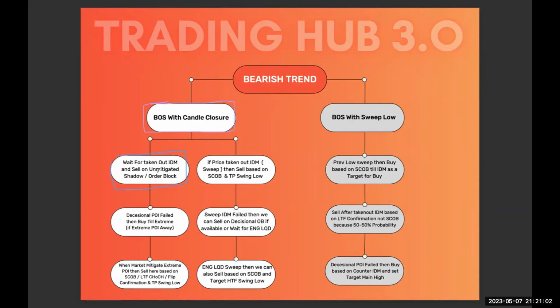Then you can sell based on a chalk and flip, all entry modules also. If price has taken out the inducement with a sweep, right? In that case, sell based on only single candle order block. In this case, you don't need lower time frame chalk flip or anything. Correct? Similar thing here. Decisional PUI failed, then you can buy till extreme PUI mitigation, as we have done in a bullish market.